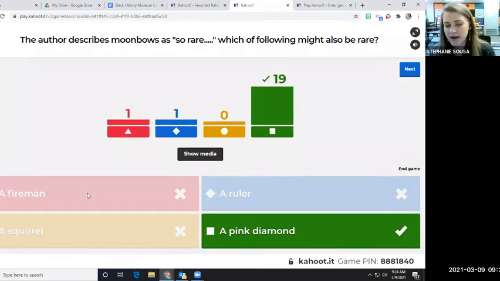Most people will see a fireman. Most people will see a ruler. Most people will see a squirrel. A pink diamond, however, is pretty rare, not a common item.